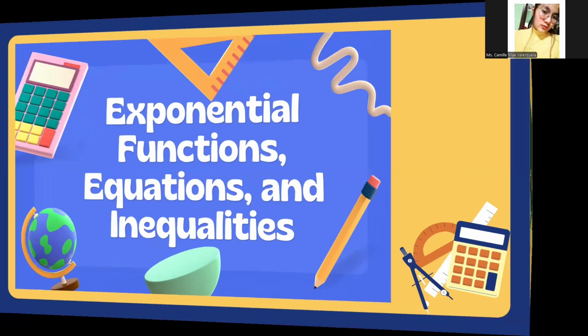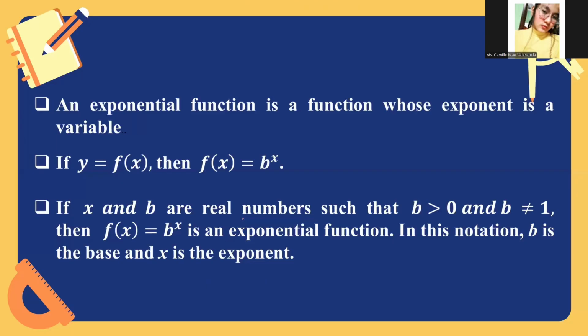So now let's have first the exponential function. When we say exponential function, it is a function whose exponent is the variable. Therefore, we have y is equal to f of x, which is the function rule, and f of x is equal to b to the power of x, where x is the exponent, which is a variable, and b is the base.